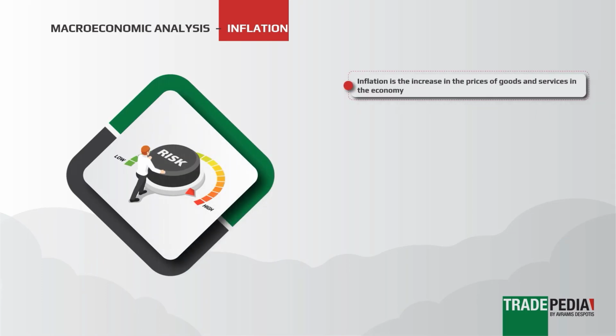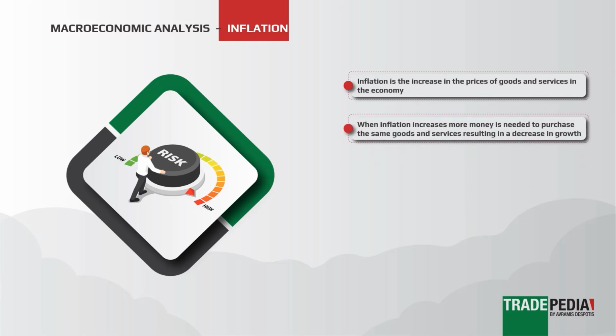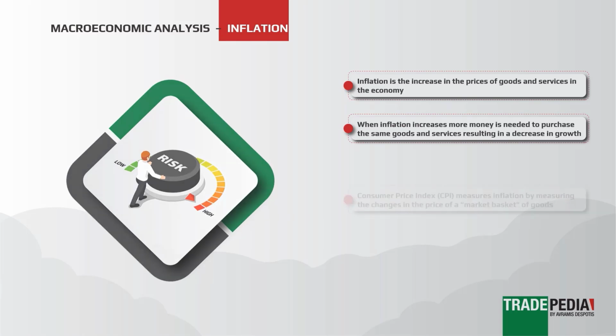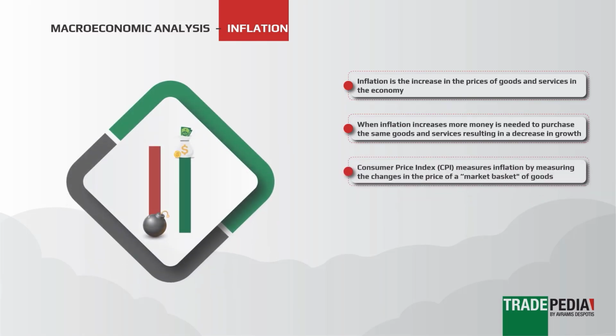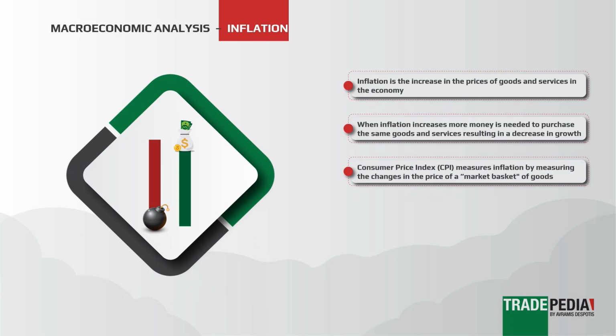Inflation is the increase in the price of goods and services in the economy. When inflation increases, more money is needed to purchase the same quantity of goods and services, and this will eventually result in a decrease in growth. A typical measure of inflation is the Consumer Price Index, or CPI, which measures the changes in the price of a market basket of goods.